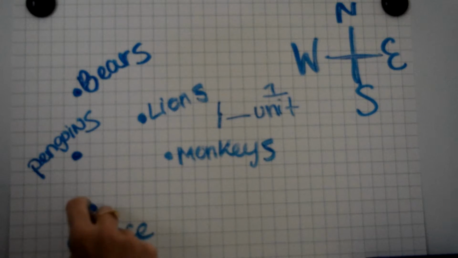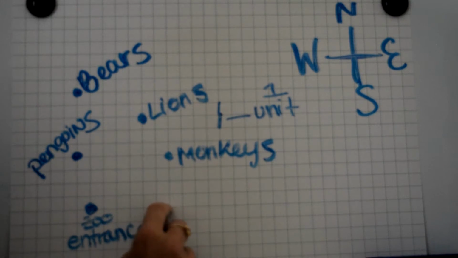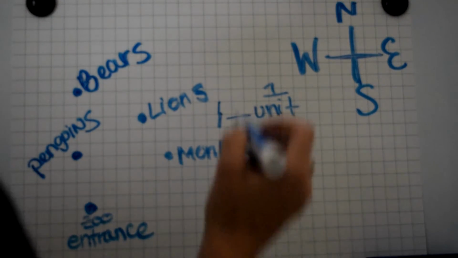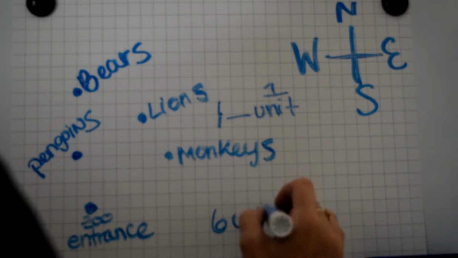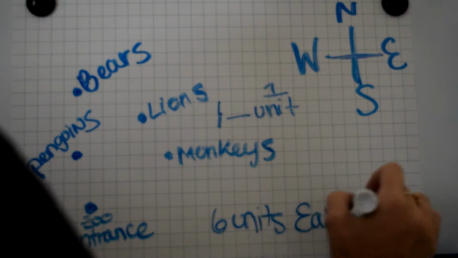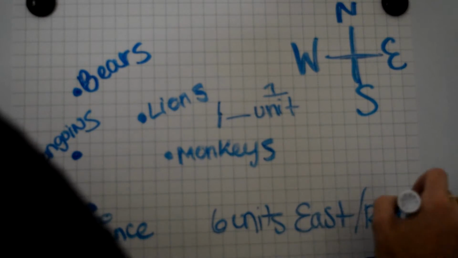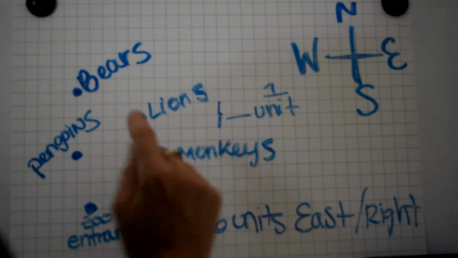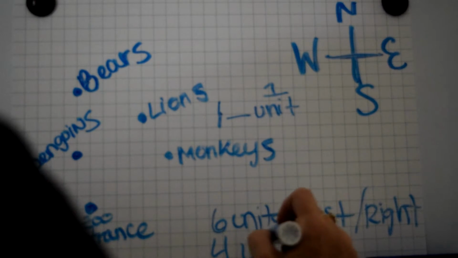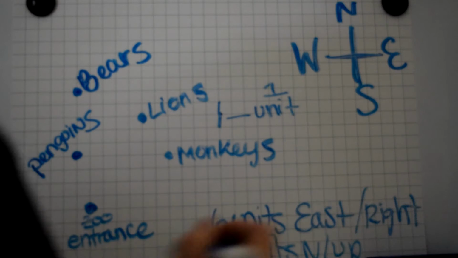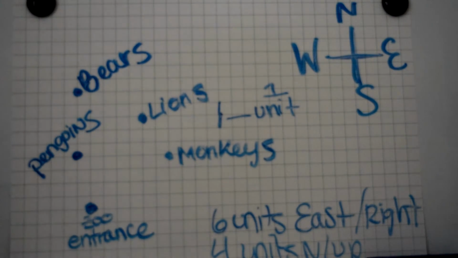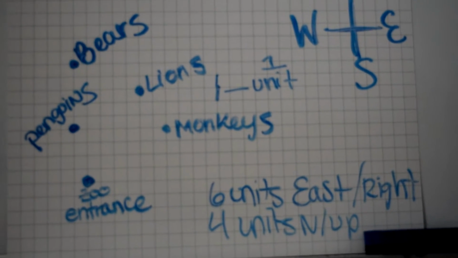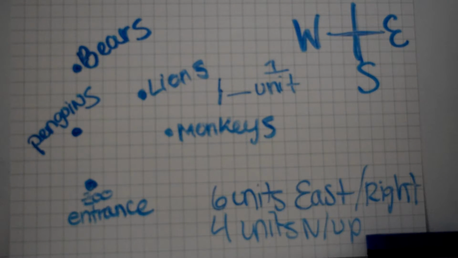Let's do units first. So if I move from the zoo entrance, I'm going to count 1, 2, 3, 4, 5, 6. So 6 units, and that was 6 units east. You can also say 6 units right, that's fine. And then once we go 6 units right, or east, we're going to go 1, 2, 3, 4. Then we go 4 units north, or you can say up. So if the question said, how many units does it take to get from the zoo entrance to the monkey exhibit, I would say it's going to take 6 units east and then 4 units north.